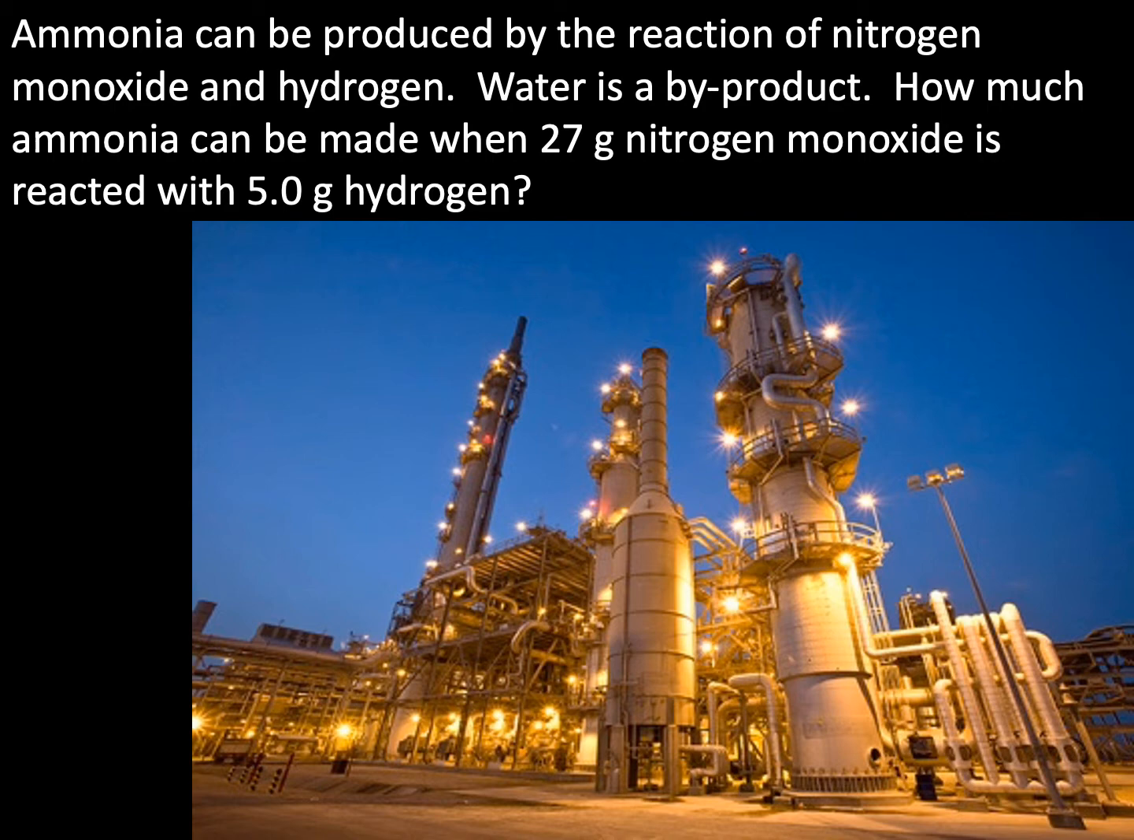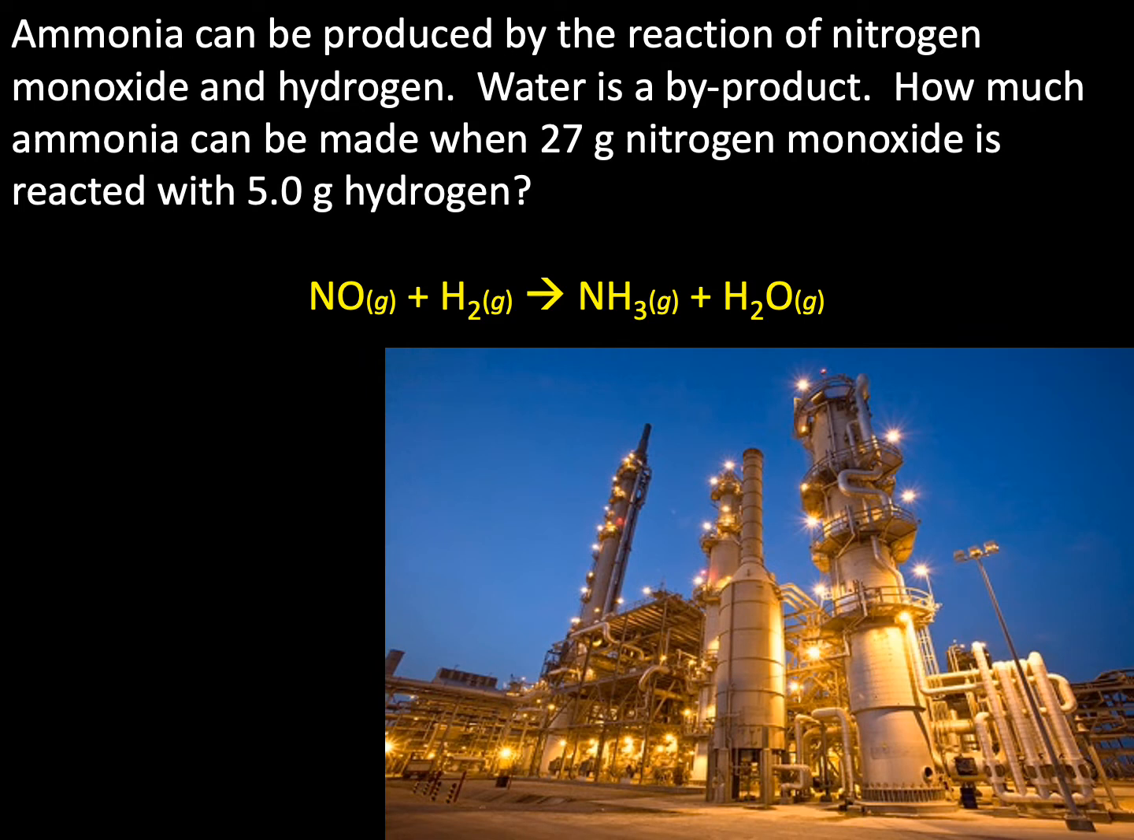Of course, the first step is to come up with the chemical equation. NO plus H2 gives NH3 plus H2O. Again, remember, water was a byproduct, so we know that's on the product side. Next step, we have to balance this equation. Go ahead and try and balance that. Pause the video and unpause it when you think you have it balanced.